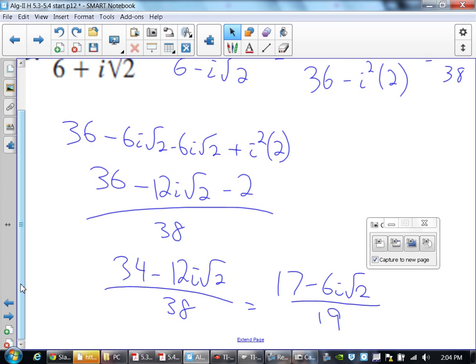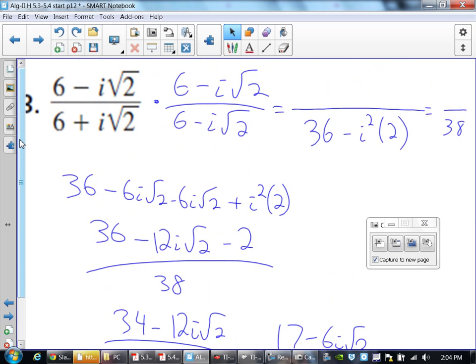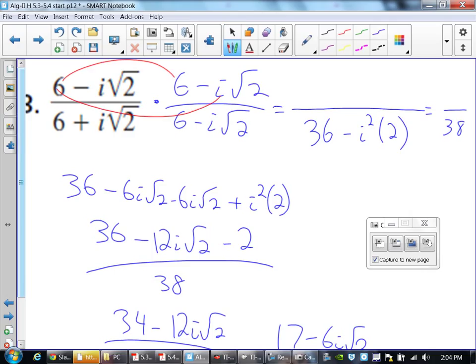Hold on, guys. How you got like -6i root 2 and then another -6i root 2. When I was foiling up top here, I got 36, and then I went to the outside, -6i root 2, -6i root 2. That's all it was. Okay. This is easy.